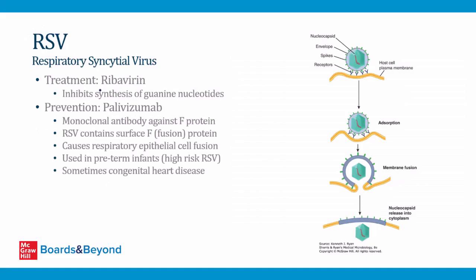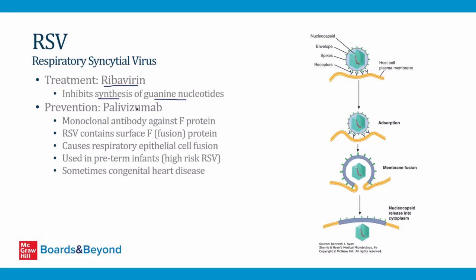There are a couple of treatments for RSV that you should be familiar with, so let's review those now. The first one is an antiviral agent called ribavirin, which I talk about in videos in the infectious disease section. But what this drug does is it inhibits synthesis of guanine nucleotides, and viruses like RSV need to make lots of nucleotides so that they can copy their DNA and RNA, and so this drug inhibits that process.